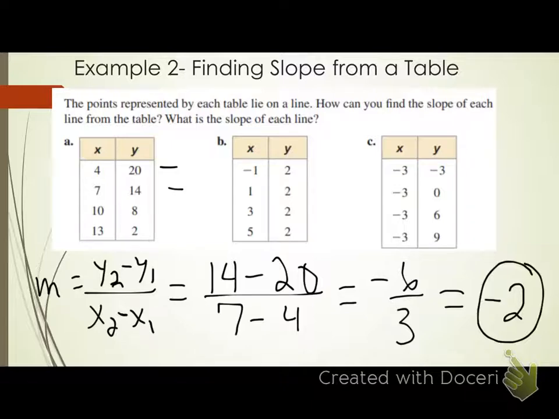Does everyone see that? Once again, it doesn't matter which 2 ordered pairs you use. You can use any set of 2. And if you don't believe me, go through and try all the combinations. You should get -2 every single time. Any questions on A? No. Can I erase and go to B? Yes.